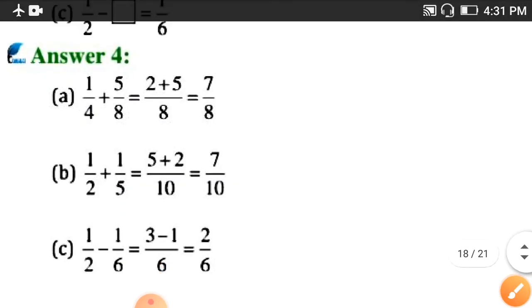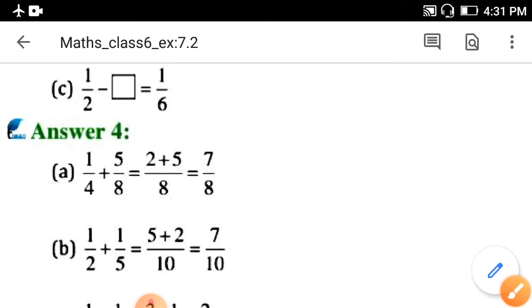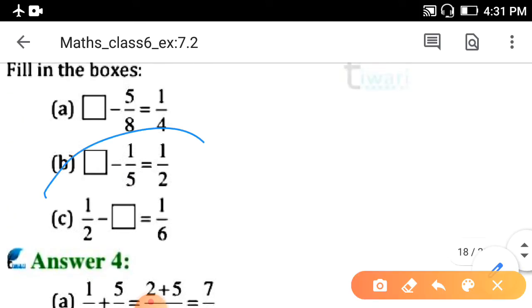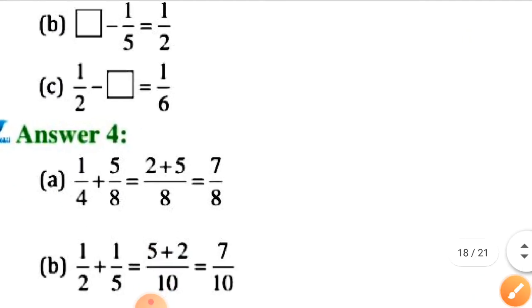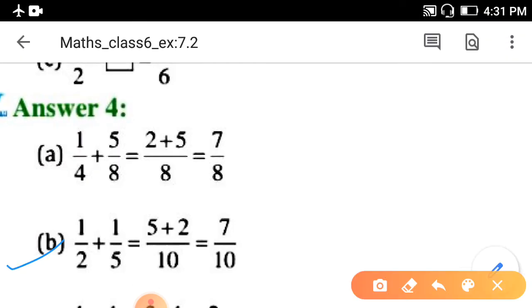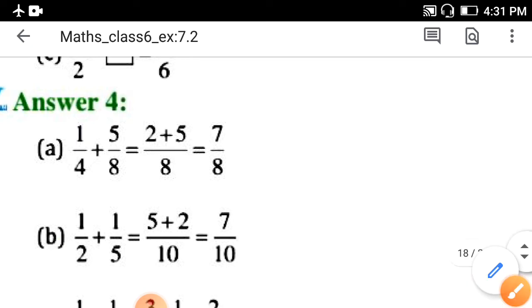Second one, in this second sum you have to do the same thing. Shift this, transpose this minus 1/5 to the right side. So it will be 1/2 plus 1/5. Solve them, you will get 7/10.